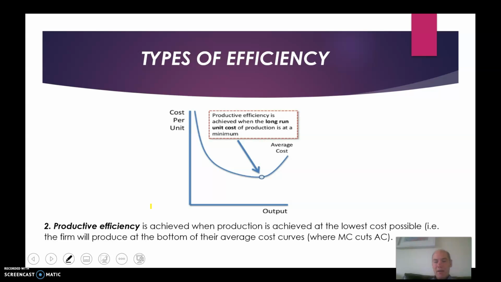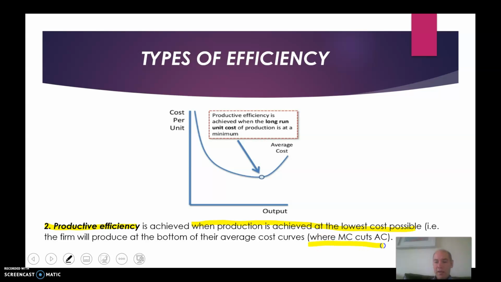Our second major type of efficiency that we need to look at is productive efficiency. Please highlight that in your notes. Now, this is achieved when production is achieved at the lowest cost possible. Now, in the short run, we know that firms, if they produce at the bottom of their average cost curves, that will be productively efficient.